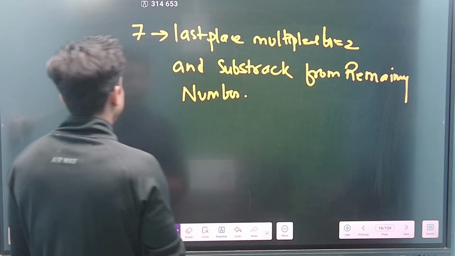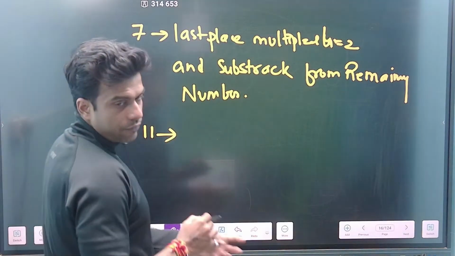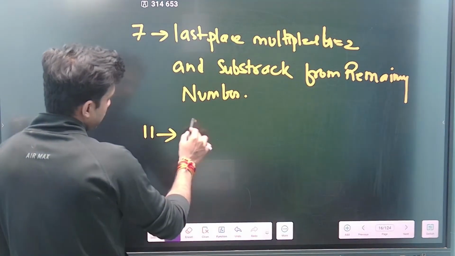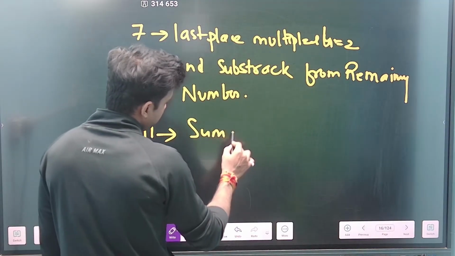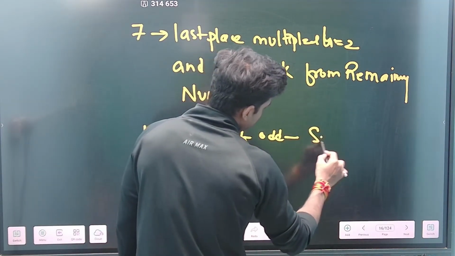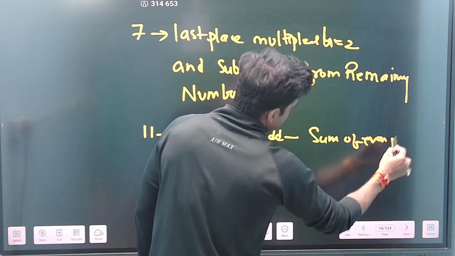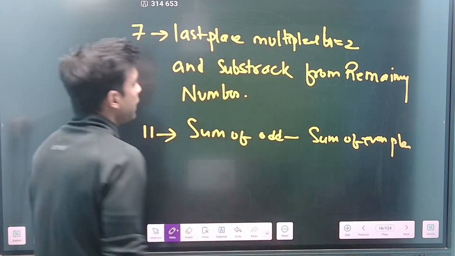8 we have done, 9 we have done, 10 we have done, 11 sum of odd places. So you would write sum of odd places minus sum of even places. So this is basically the divisibility rule, guys.